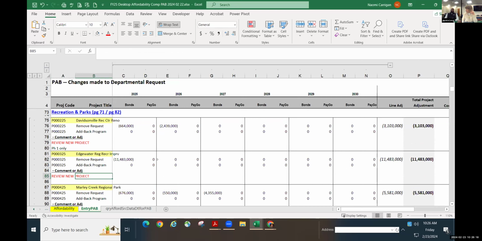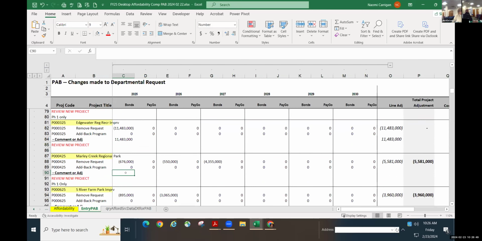That is a renovation. Are you referring to the Edgewater, the renovation of an existing? No, we're saying with South River, keep South River off. So add back Edgewater, add back Marley Creek, and keep Davidsonville off. And that's it. Keep the others as they are.